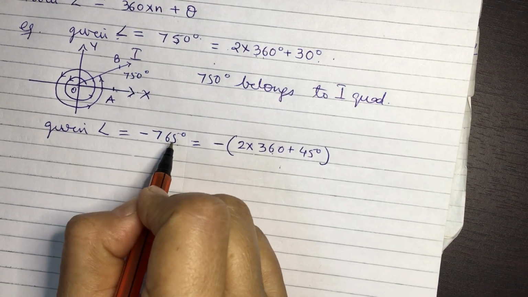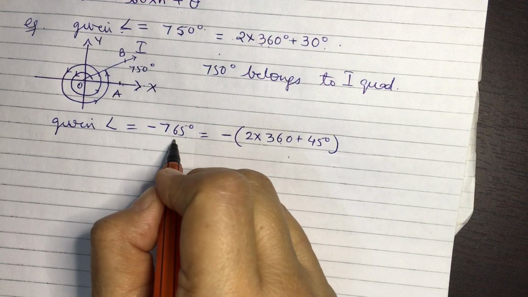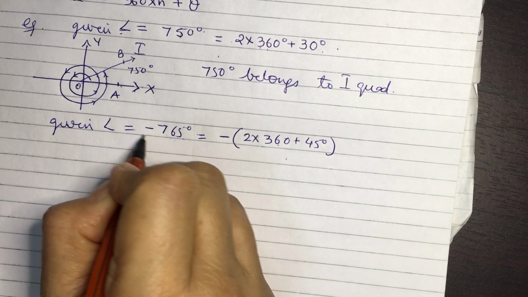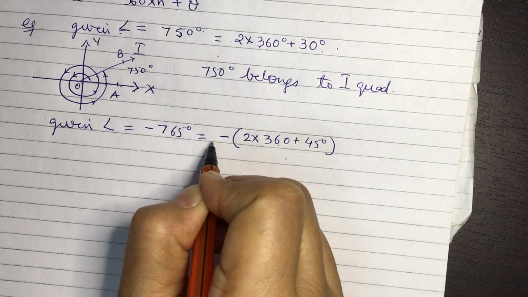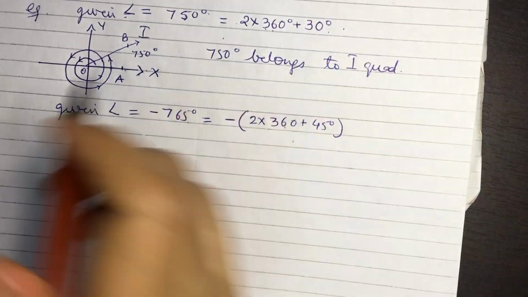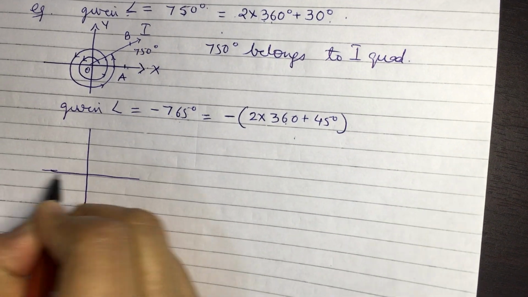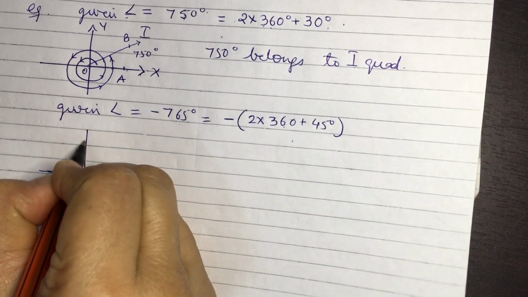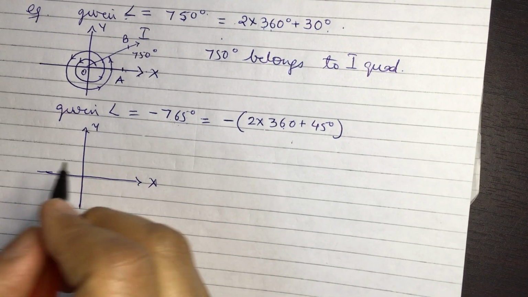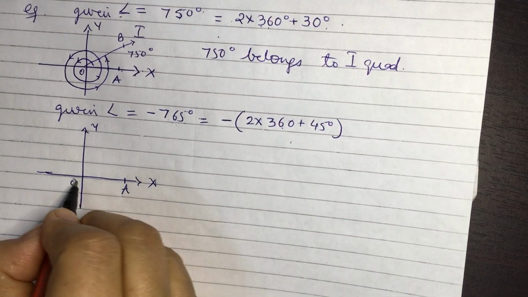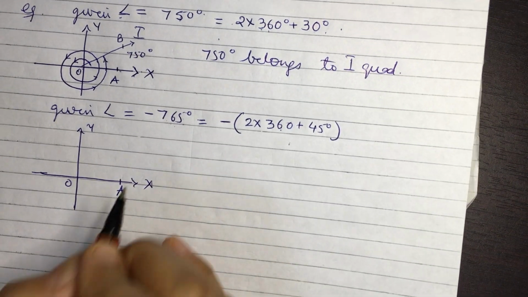This is one thing. Another thing to be taken into consideration is that the presence of this negative sign shows that it has to be executed in the clockwise direction. So let's see how we do it. We write it like this. This is x, this is y. Now this is the origin. OA is the initial side which lies along the positive x-axis.